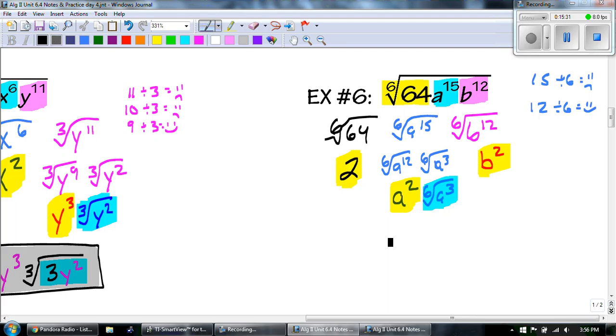So as I put this all together, I have the 2a squared b squared, and then my remainder is the 6th root of a cubed.